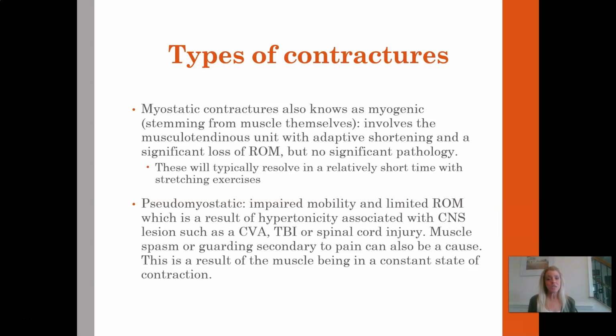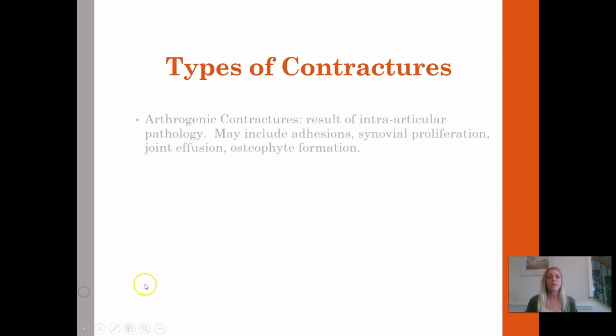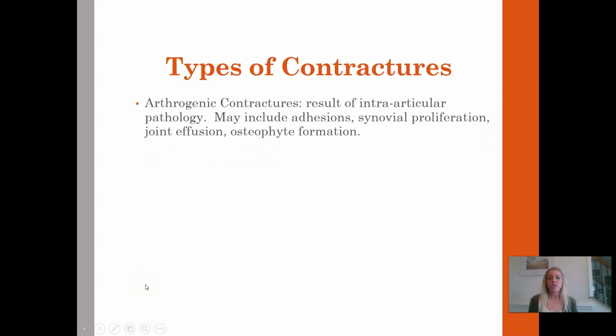So we can stretch them. We may actually gain back some range of motion and some flexibility through our stretching, but typically once that stretching force or stretching is removed, the person goes right back into that sustained posture. So really, until the issue with the central nervous system starts to resolve, the patient will typically stay in that contracted position. The next type is an orthogenic contracture.